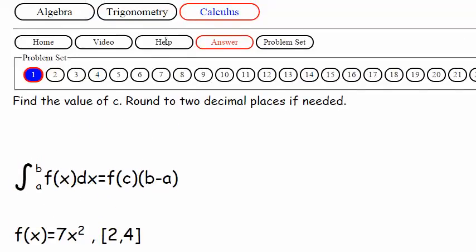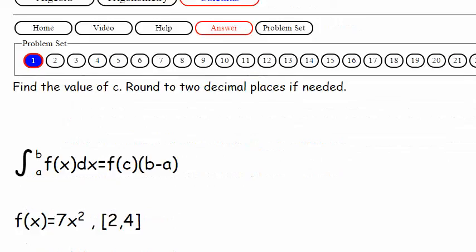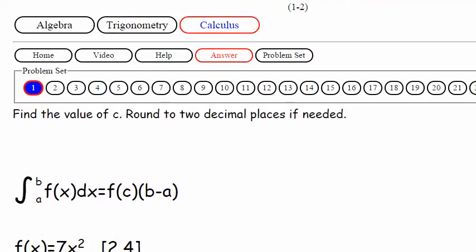At some point when I get a chance, when you click the help button, it'll be worked out on the help button. But right now I'm just trying to get all these problems worked out. Get these people through their finals.